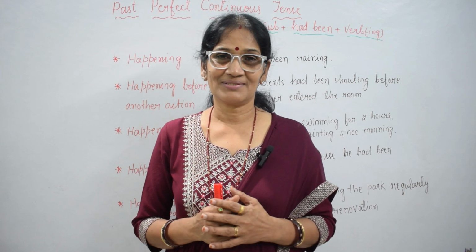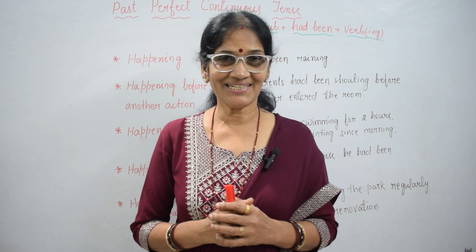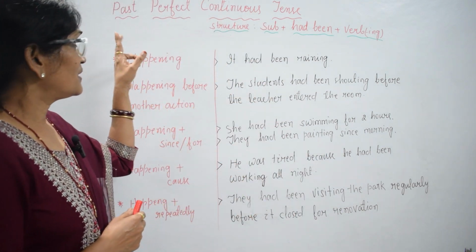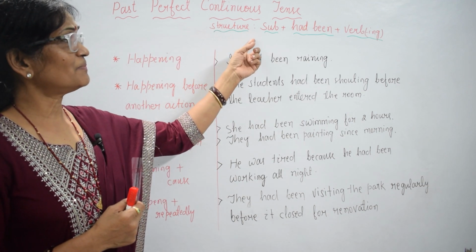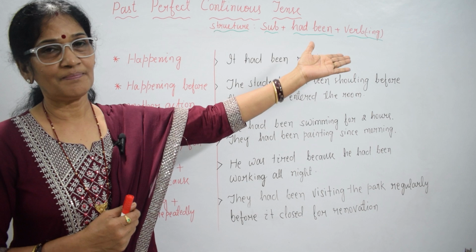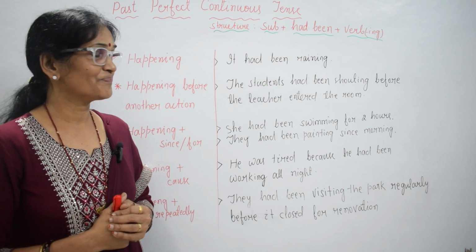How to use past perfect continuous tense. So let's get started. Past perfect continuous tense. You know the structure: subject plus had been plus the present participle form of a verb. That means the ing form of a verb.